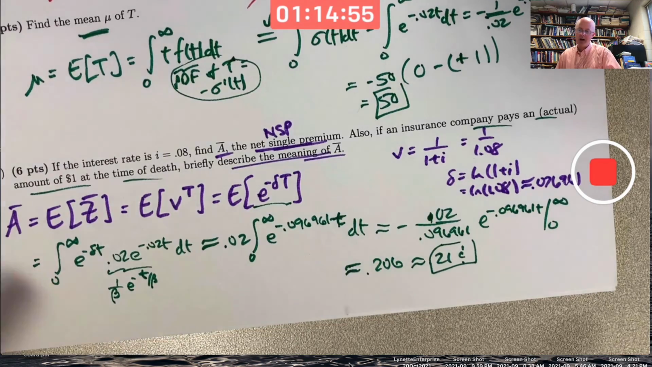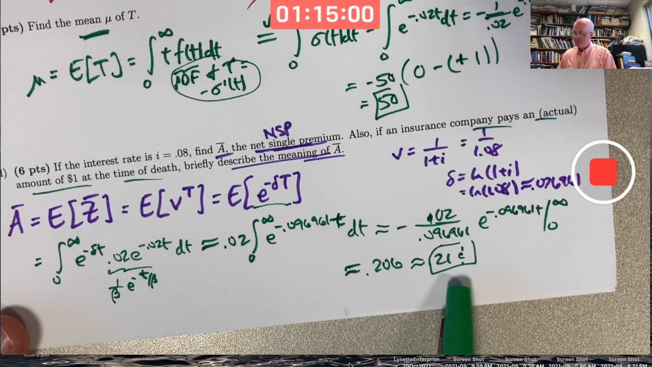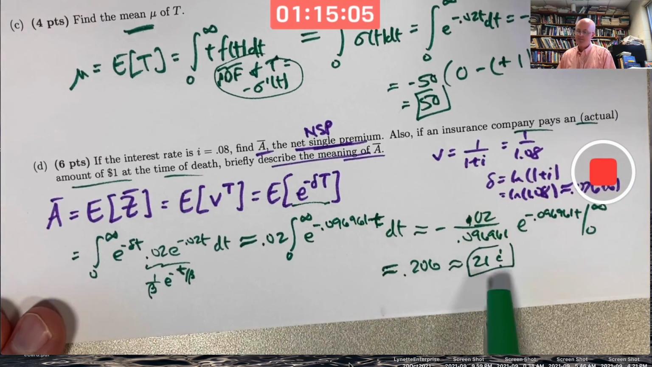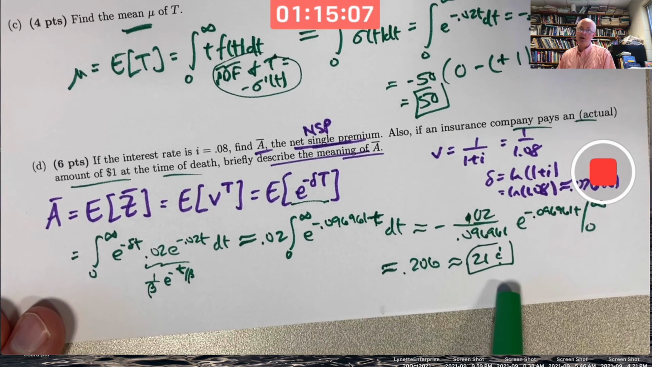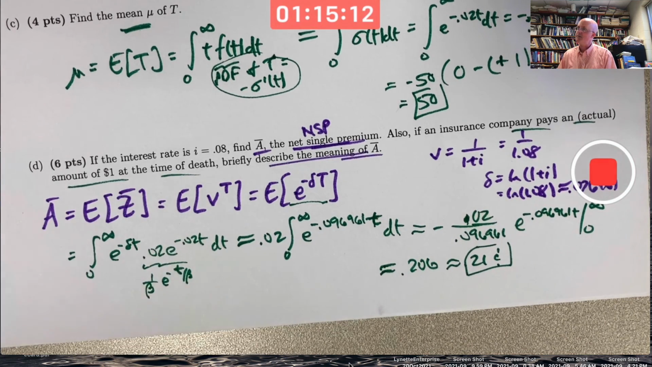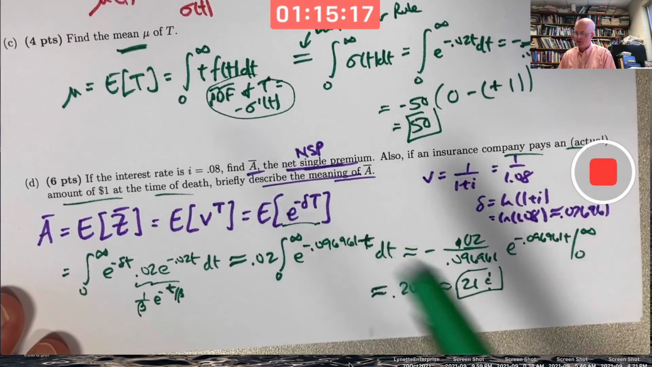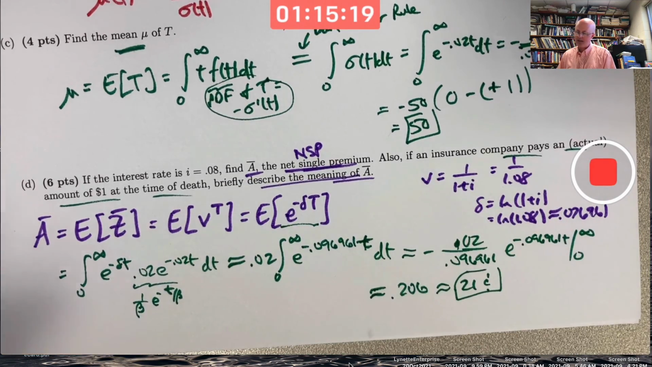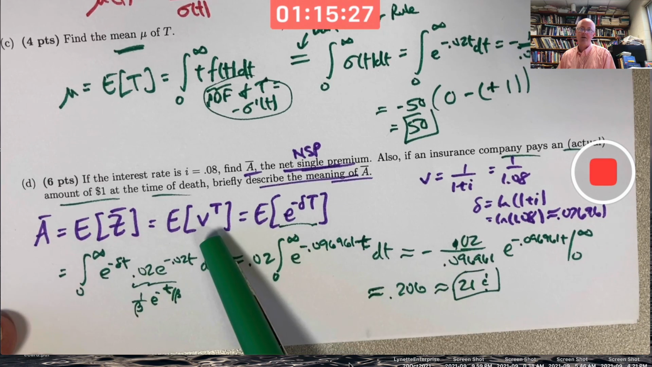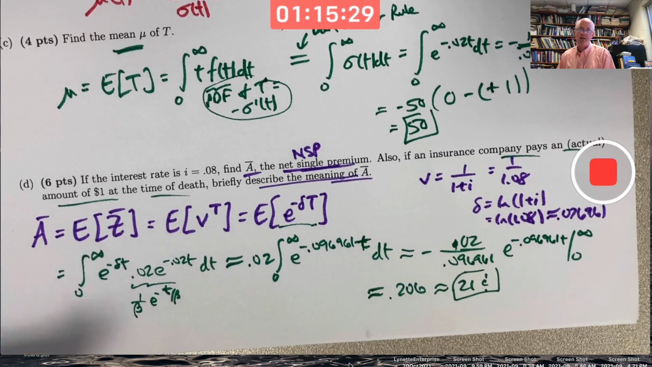So if this is an accurate model of people's lifetimes, which I'm sure it's not, if it were, you'd want to charge them at least 21 cents for a $1 benefit, or say $2,100 for a $10,000 benefit. Okay, now that seems like a lot to charge them. So that's probably related to the fact that this is not an accurate model, and this is kind of a high interest rate as well. So it's not accurate, but that's what it would represent. It would be the mean expected value of the present value of all of the future payments of $1 at time of death.